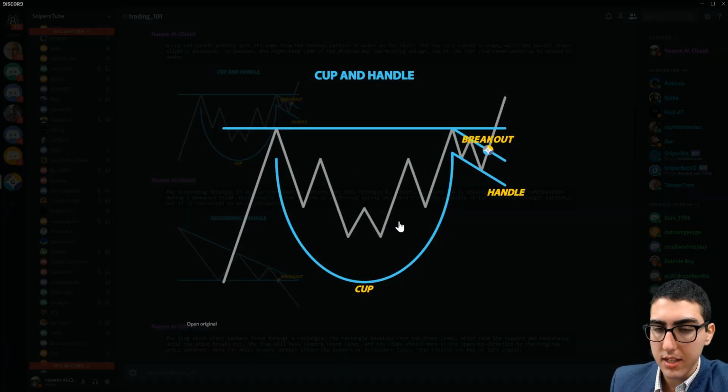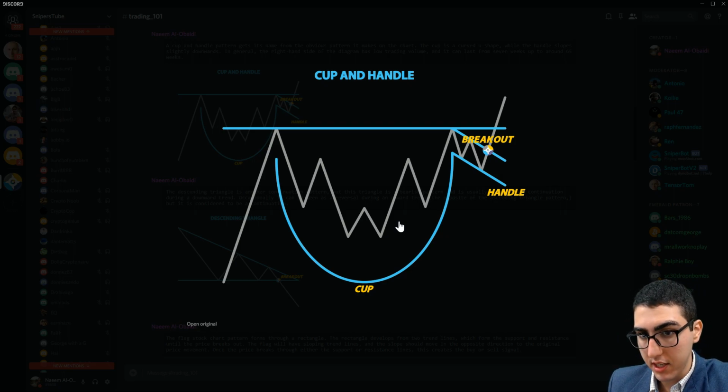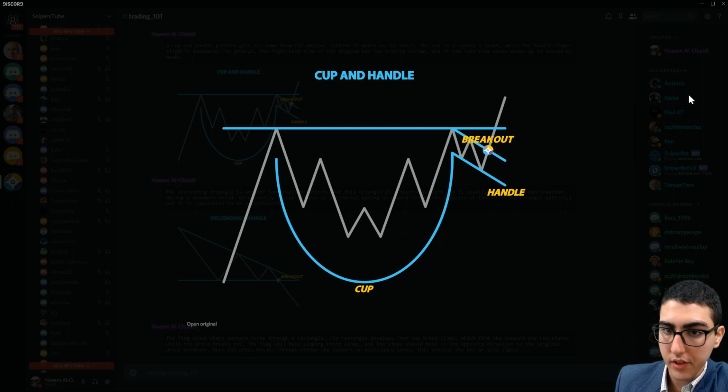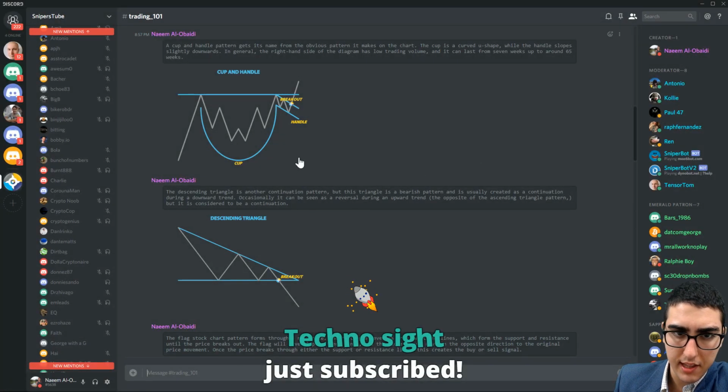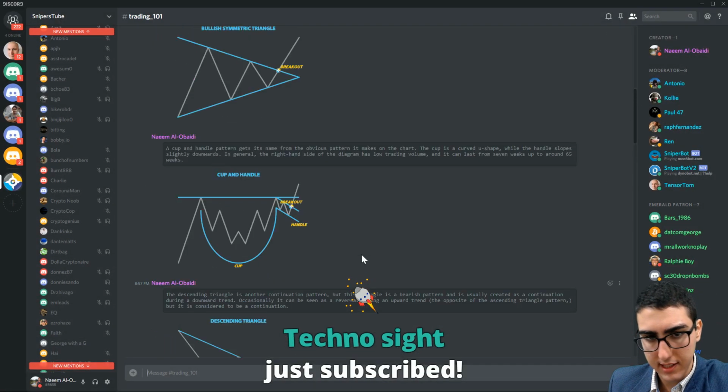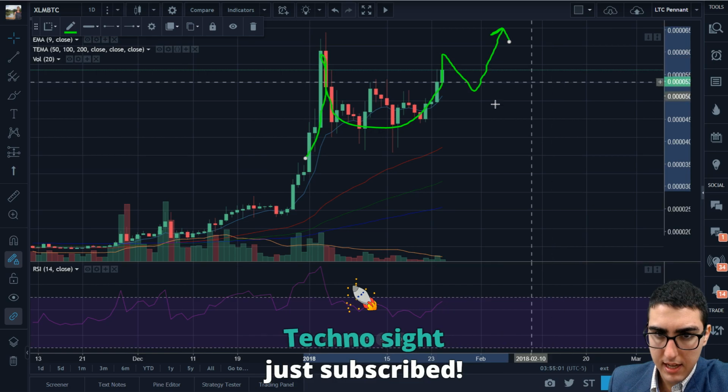That right here would be the indicator of potential breakout that goes up like that. That's exactly how a cup and handle would form. So here's exactly how that looks here in a more technical chart.